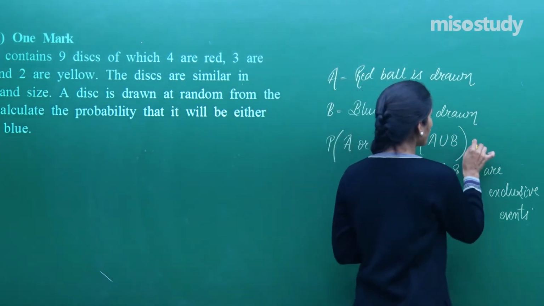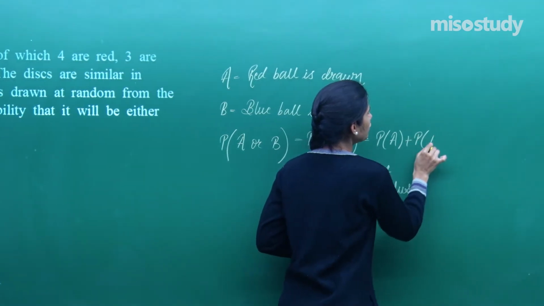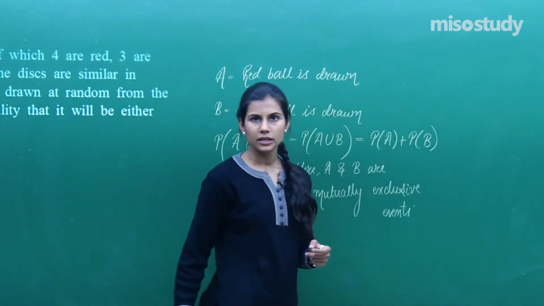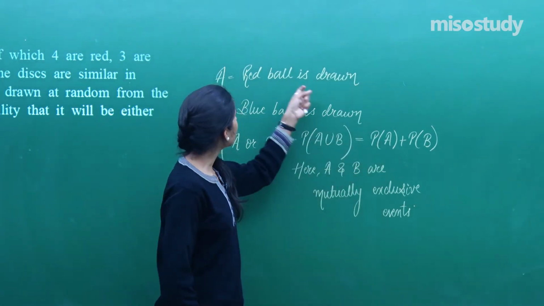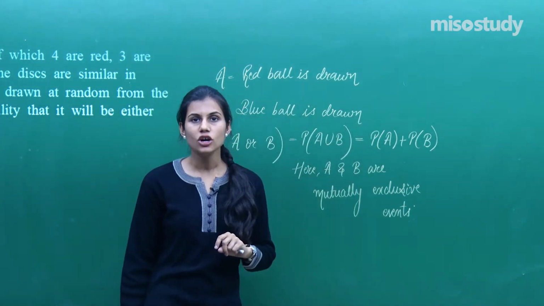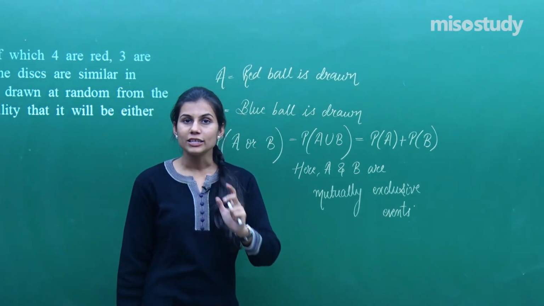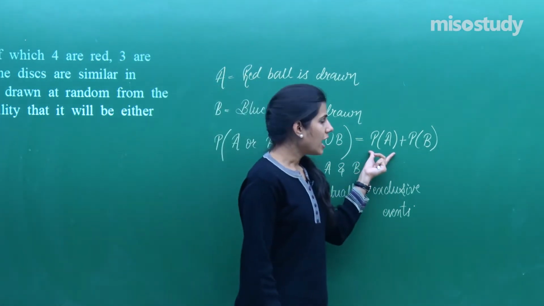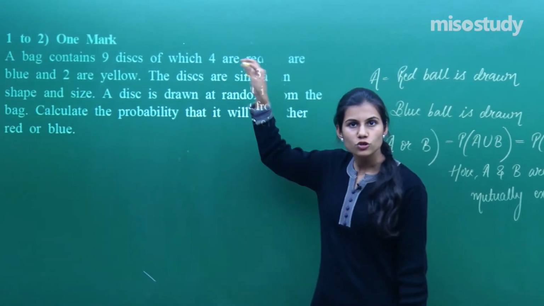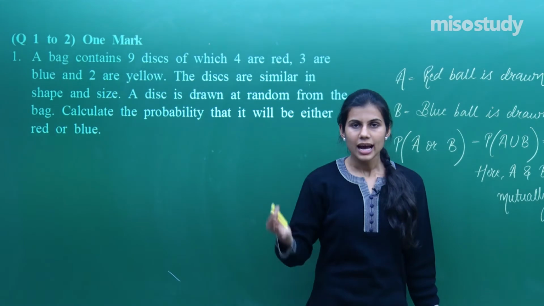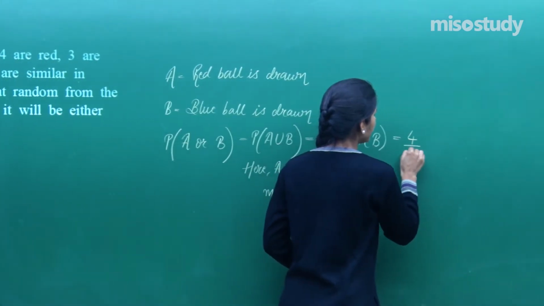In that situation, probability of A union B, you should be very much thorough with the formula. It is probability of A plus probability of B. What is the probability of occurrence of event A? That means what is the probability of drawing a red ball from this bag of 9 balls, wherein each ball being drawn has equal chance of occurrence? How many red balls are there? 4 red balls are there. So 4 favorable outcomes are there out of the 9 total outcomes. So you have 4 by 9.